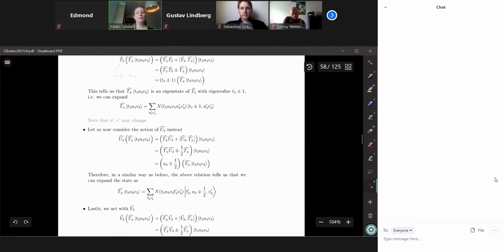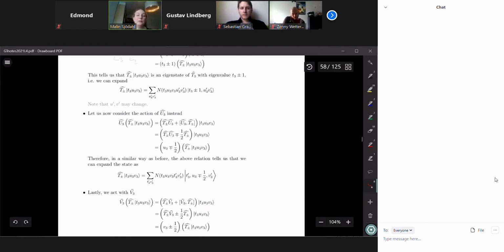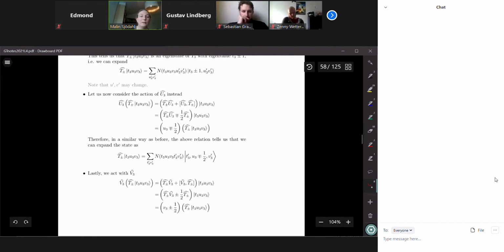So from this, we learned that U3 is changing like this, but from this, we didn't learn anything about how T prime and V prime are changing, how T and V are changing. For T, we have actually already learned this. Now, doing the same exercise for V3, we will find how V is changing when the state is acted on by V hat.